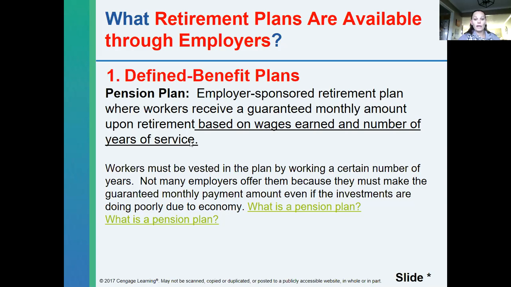But for a pension plan, you must be vested, and that means you have to be there a certain number of years, and different companies have different amounts of time. Teachers often get pensions, law enforcement, firefighters, those are often careers that have pensions. So some careers will typically offer a pension plan.